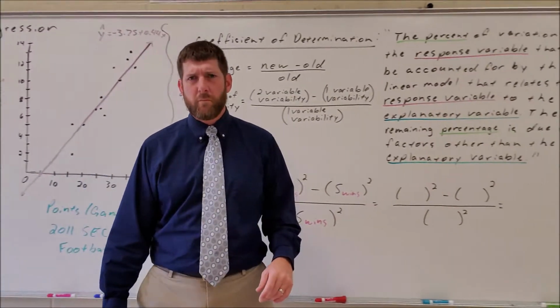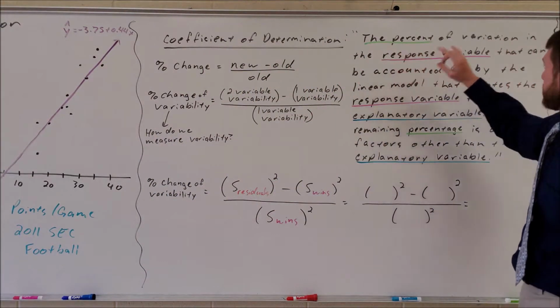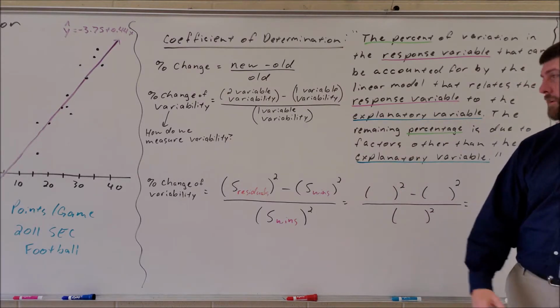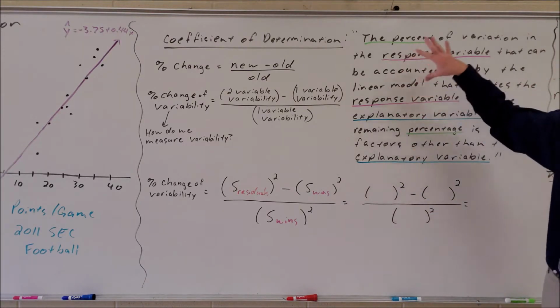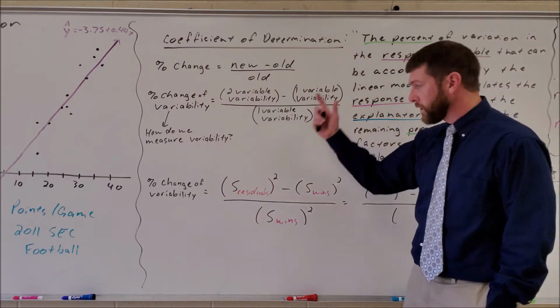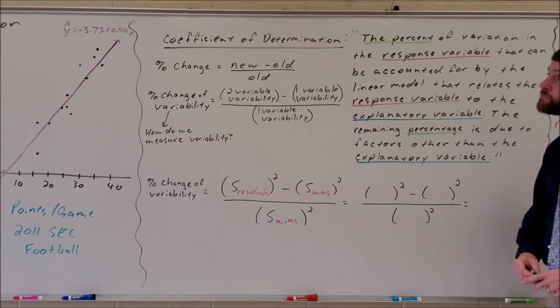So the coefficient of determination is the percent of variation in the response variable that can be accounted for by the linear model that relates the response variable to the explanatory variable. Then we know that the other percentage has got to be due to something other than the explanatory variable. So that's a whole lot of words. Sounds really clunky and confusing. Hopefully I can talk you through it so it's not as confusing as it seems.